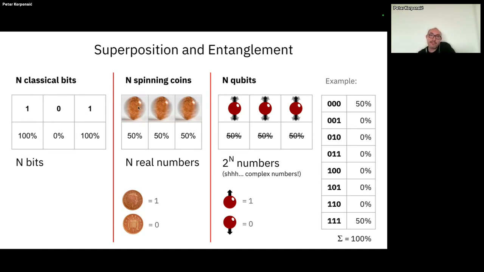Anyway, for three spinning coins, or for n spinning coins, we need n real numbers to express the probability of this system. Let's say the system of these 3 coins.